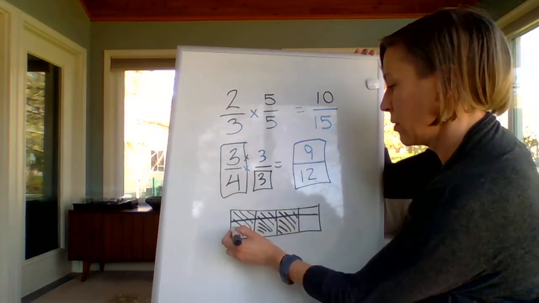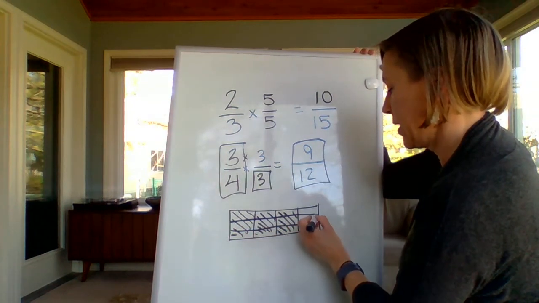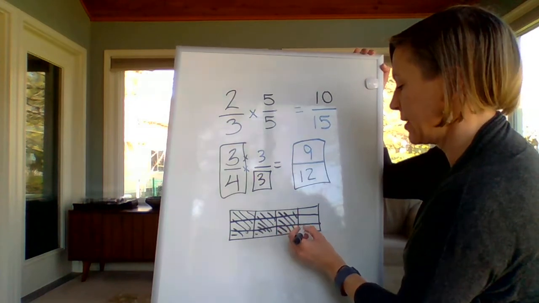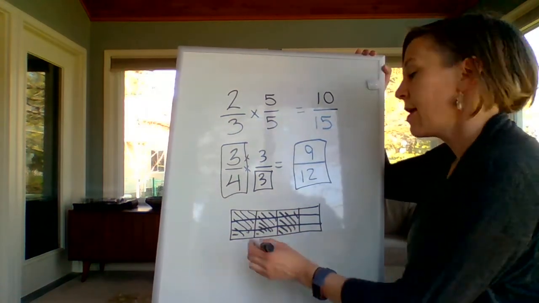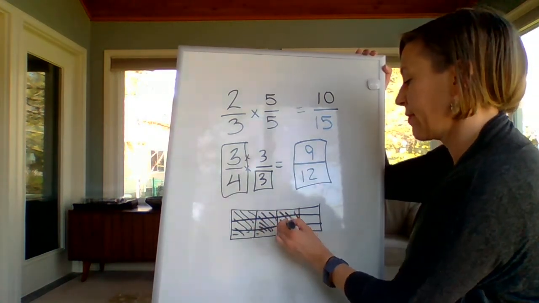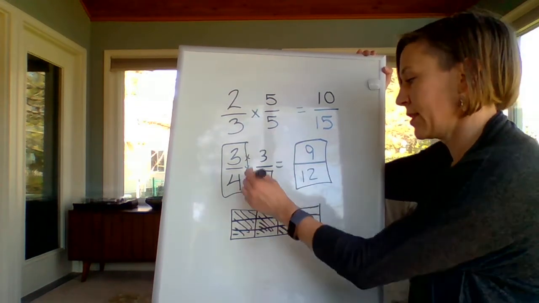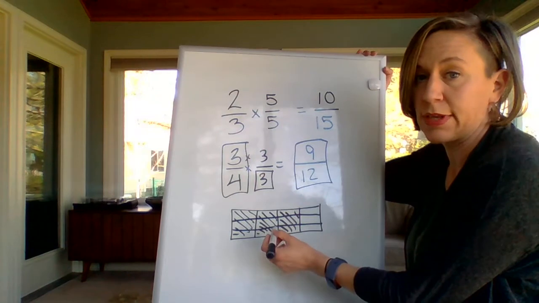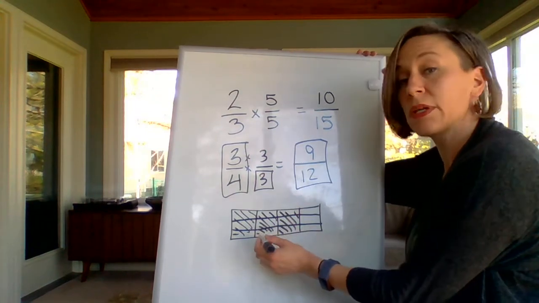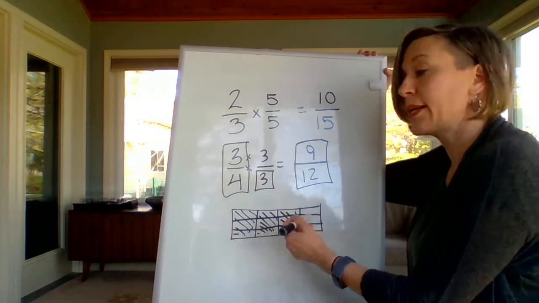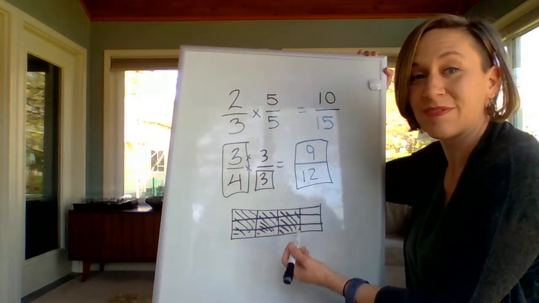So I could do this. And now I have 1, 2, 3, 4, 5, 6, 7, 8, 9, 10, 11, 12 pieces, and 1, 2, 3, 4, 5, 6, 7, 8, 9 of them are shaded. So I just proved that 9/12 is equal to 3/4. It's the same amount. We just split it up into smaller pieces. I didn't change how much was shaded, and I didn't change the size of this rectangle, okay?